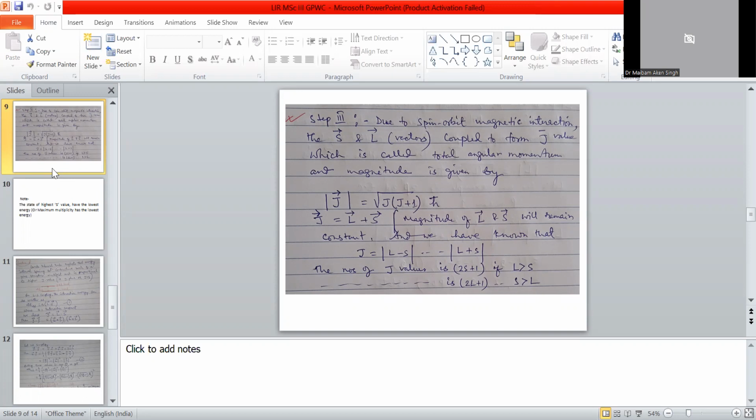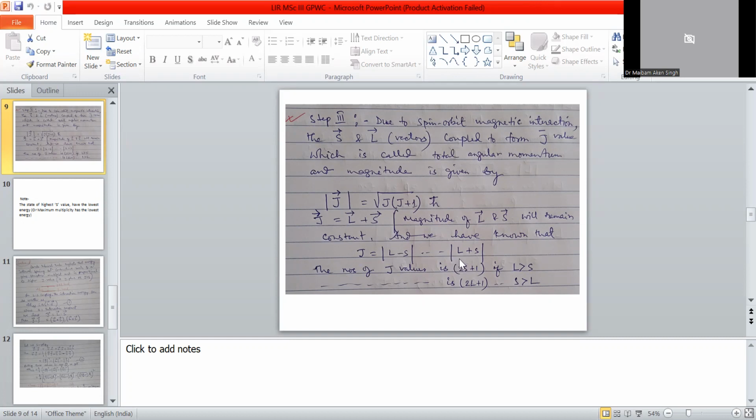We have come up to this part, step 3. I hope that due to the spin-orbit magnetic interaction, vector S and vector L couple to form the J vector, which is called the total angular momentum, and its magnitude is given by the relation below. This J vector, the total angular momentum vector, is equal to root over J into J plus 1, times the reduced form of Planck's constant as mentioned in the above part, and the J vector is given by L vector plus S vector, which will remain constant.